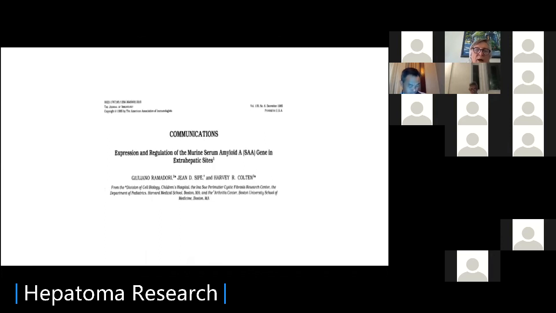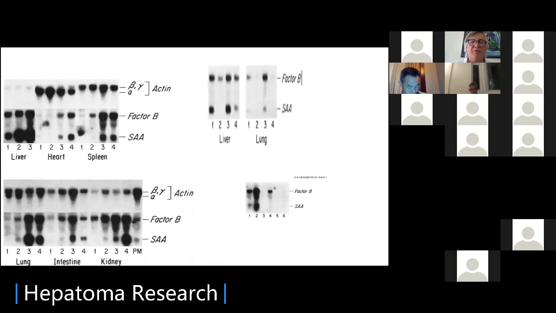On the other hand, we were also interested to see what happens outside of the liver during the acute phase reaction. Next slide. For this purpose, we treated the mice with endotoxin, and we extracted RNA from the different organs. Then we did northern blot analysis, and the filters were hybridized with different DNA probes specific for serum amyloid A, for factor B, and for alpha and beta actin.